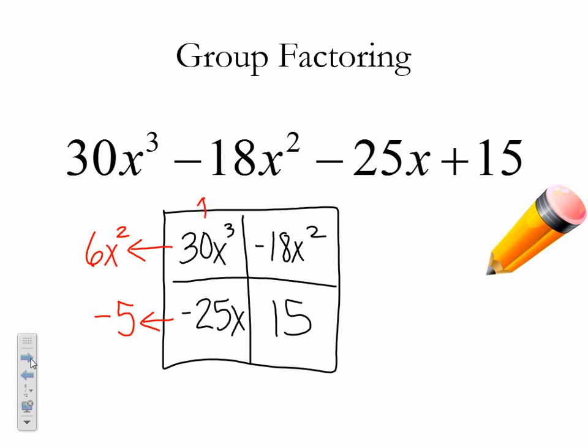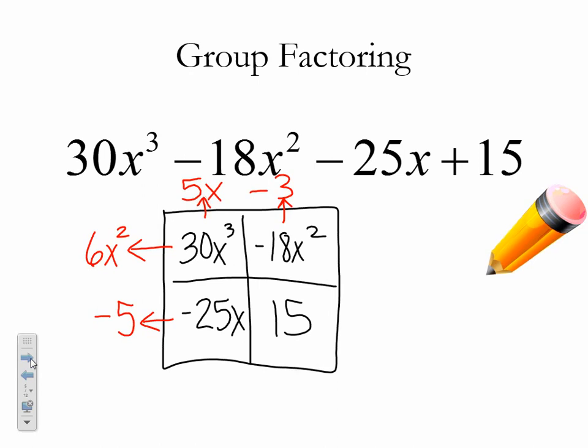And now I'm going to go up like this, 30x to the third and negative 25x. Well, I take a 5 and an x out. And up this last column here, negative 18x squared and a 15, I'm going to take a 3, but I'm going to make that be a negative 3 since that column starts negative.